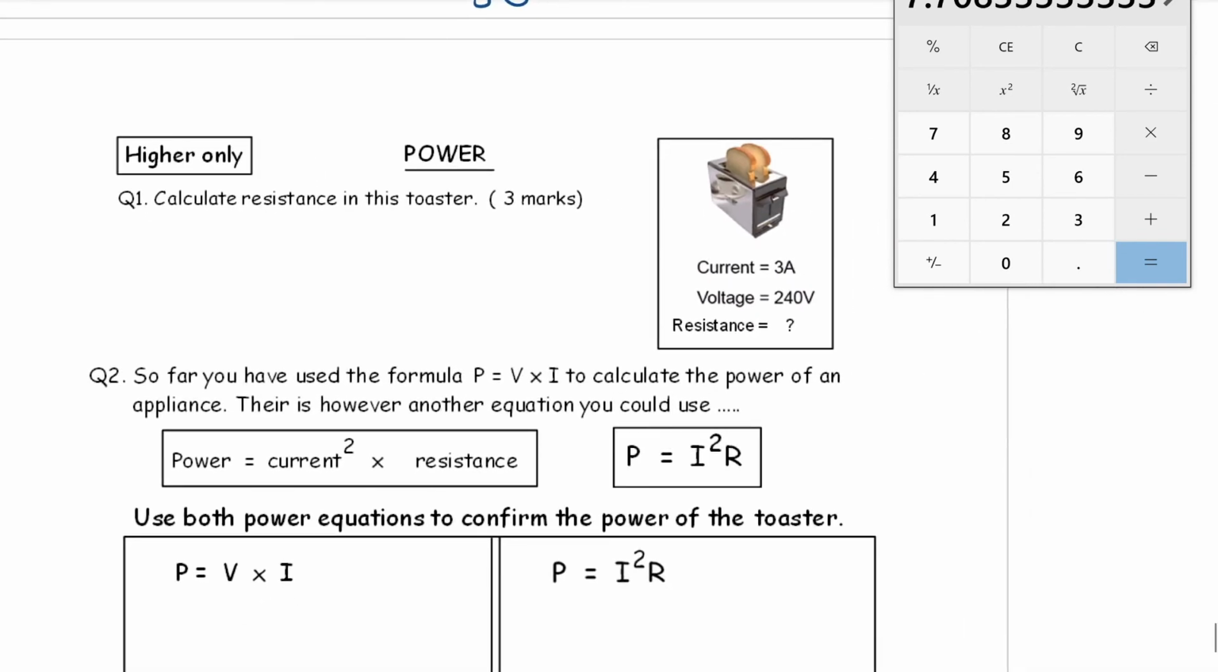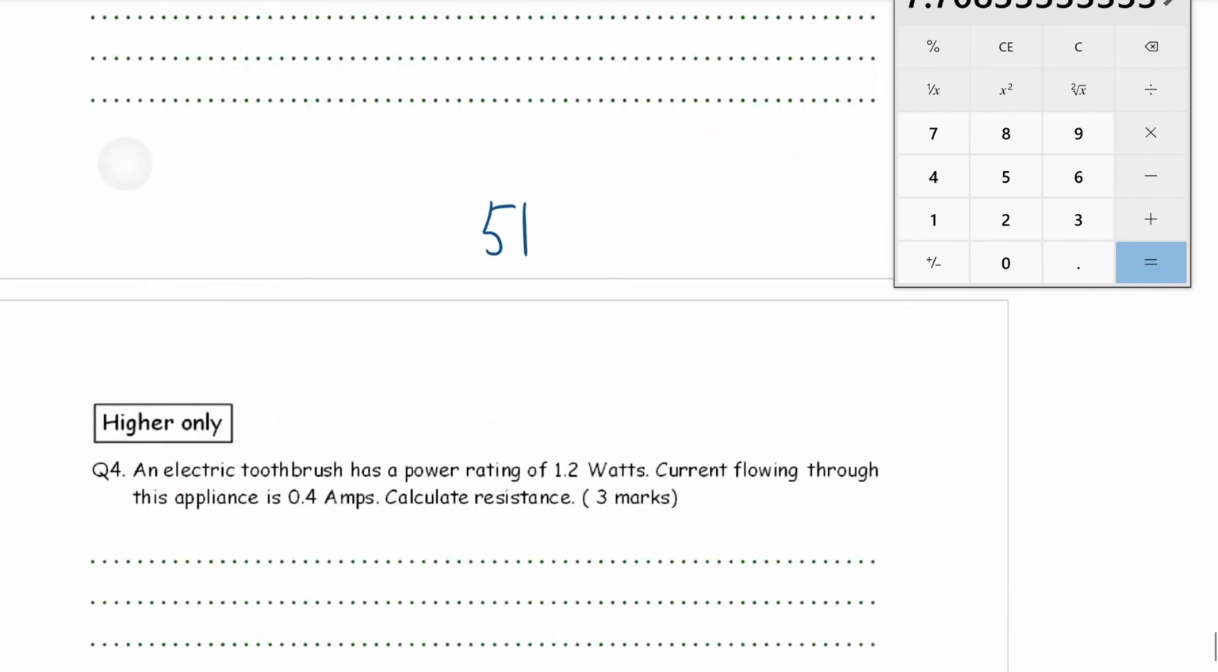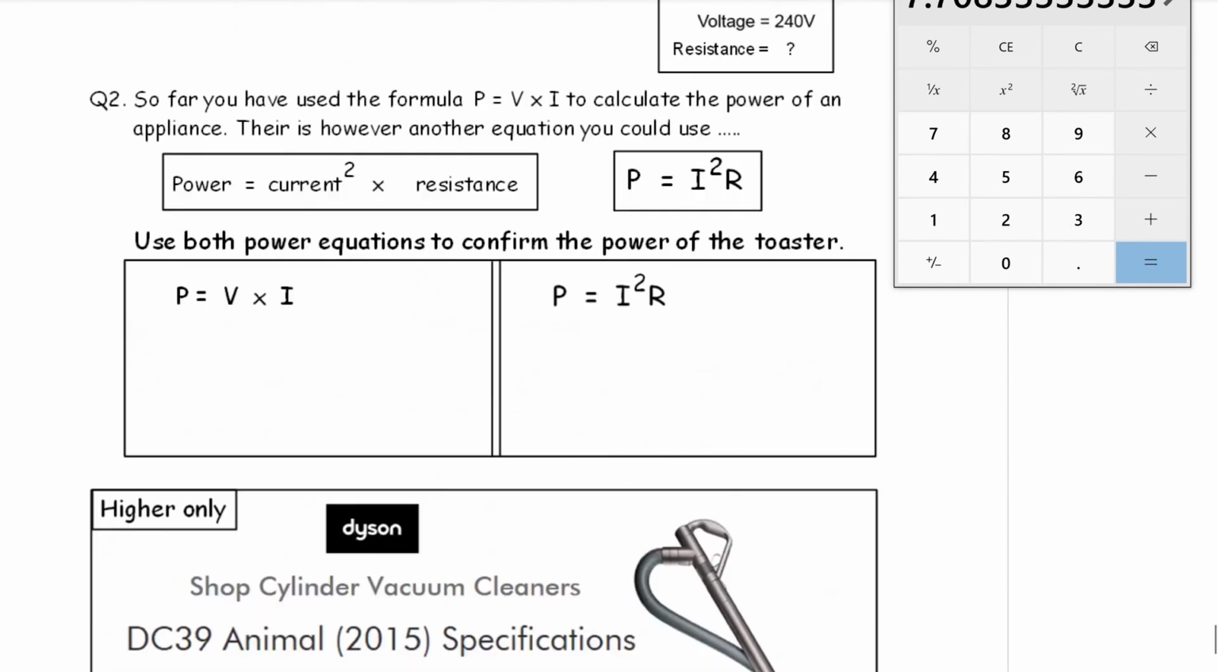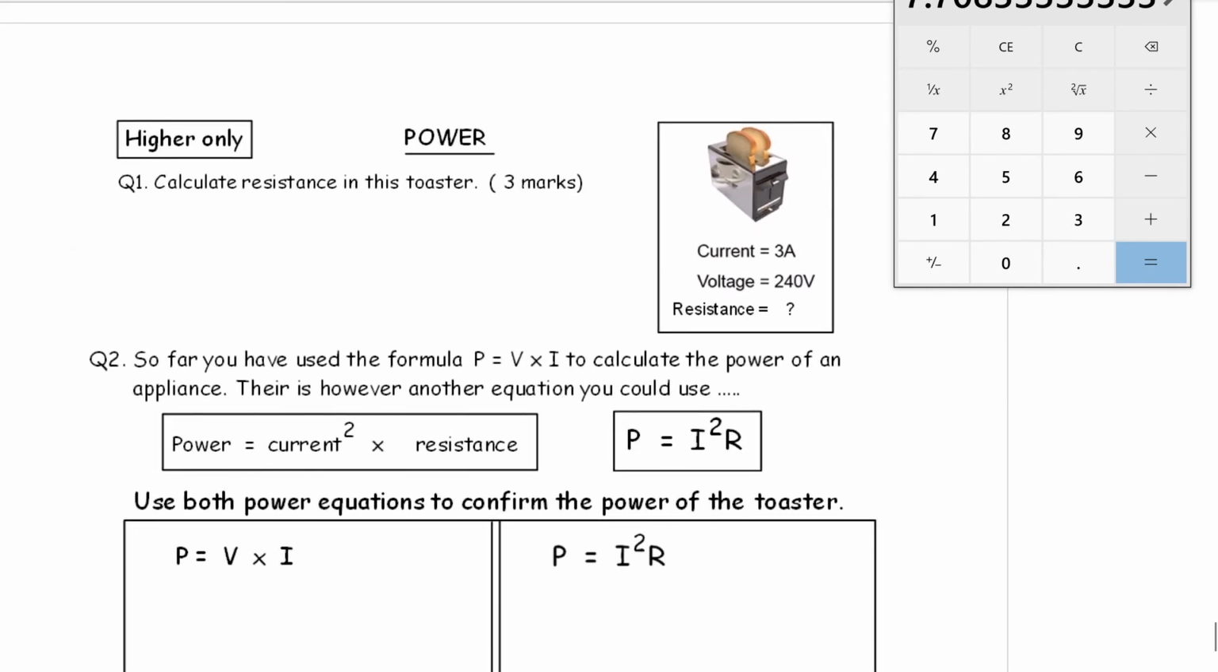Okay, then what we've got left, we've got page 51 and page 52. Calculate the resistance in this toaster. So this is a bit of retrieving prior knowledge. We've got to work out first of all the resistance. R equals V over I. Remember that, you can answer that because you've got your V and you've got your I here. So it's another one for you to do.